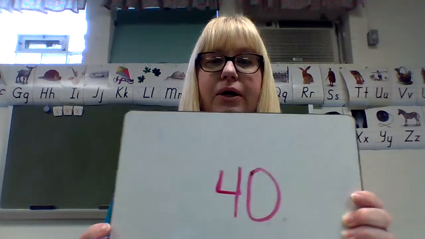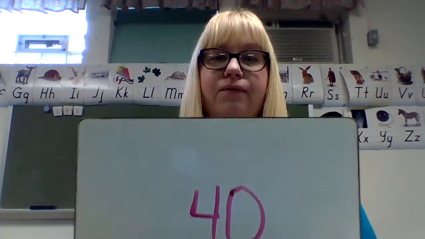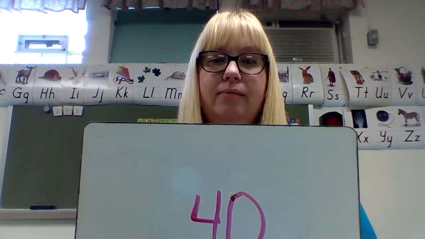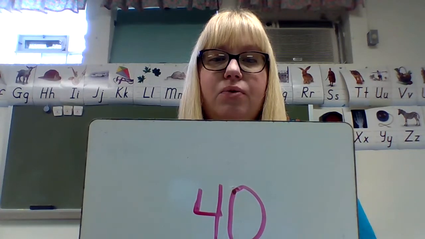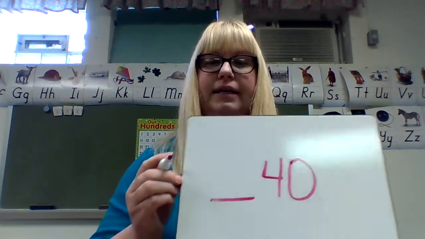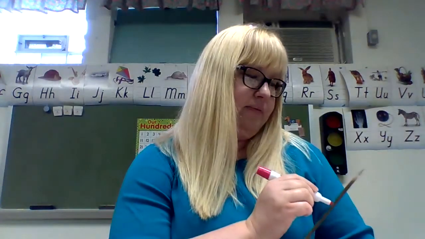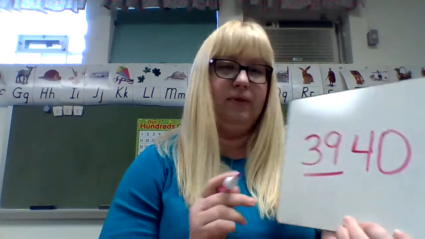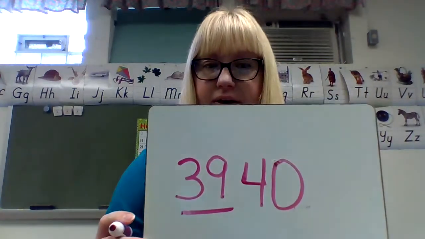What number comes before 40? It would be over here. What number comes before it? Let's see if you're right. I'll write the answer down. 39. If you said 39, you were right. If you were in class, you'd have your own dry erase boards and you'd be practicing with them.